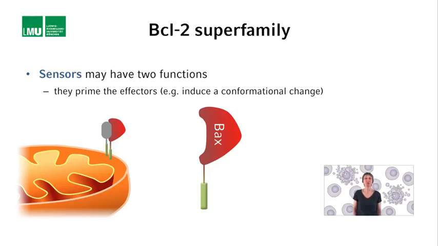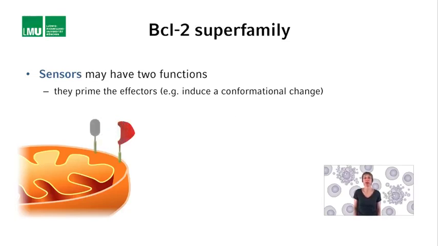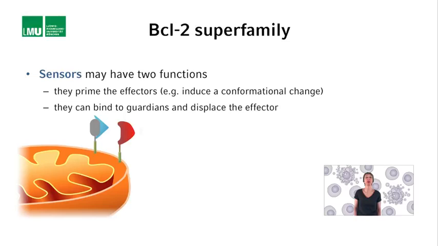Once at the outer mitochondrial membrane, the effectors are bound and blocked by the guardians, for example BCL2. In a second step then, the sensor BAD in particular binds to the guardian, thereby displacing the effector from the guardian. The effector then can induce apoptosis.